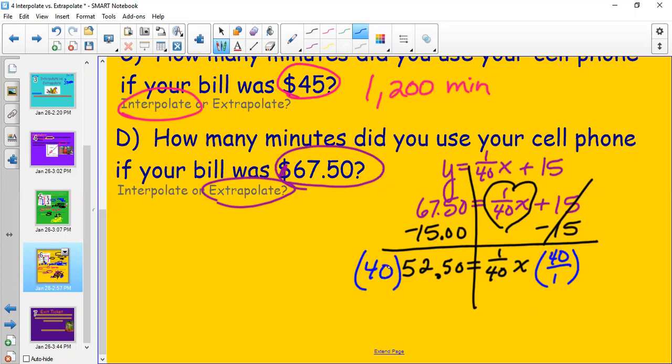I'm going to use my calculator here. So $52.50 times 40 would give us 2,100. So 2,100 minutes would have been our answer on this one.